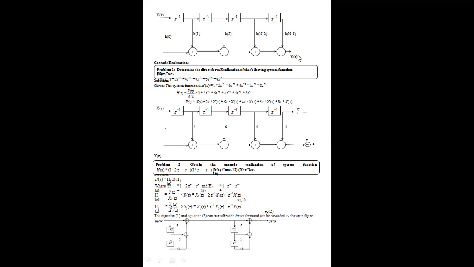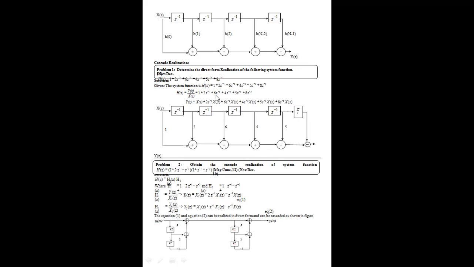How many delay elements will we require? We'll have 5 delay elements. And how many adders will we require? We'll require 1, 2, 3, 4, 5 adders. So we'll require 5 adders. This is about your scalar multiplication values. So this is the way to realize the direct form realization.